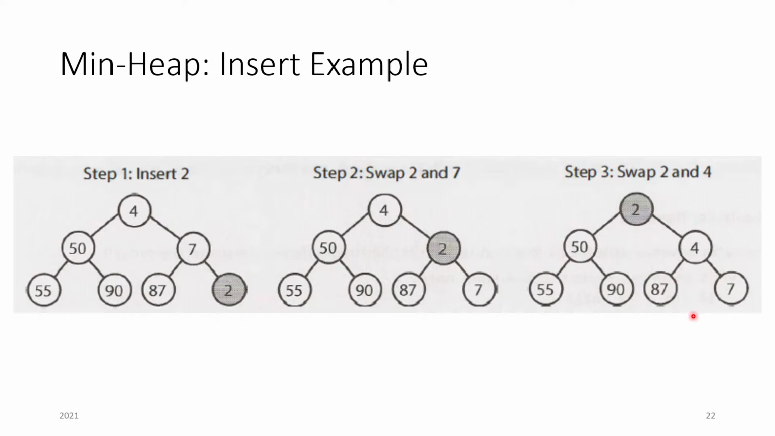So the insertion for the minimum heap will always follow these general steps. A new node will always be inserted at the rightmost possible spot in the tree, and then depending on the value, it's going to be swapping with its parent node to make sure that it maintains this order throughout the entire tree for your minimum.